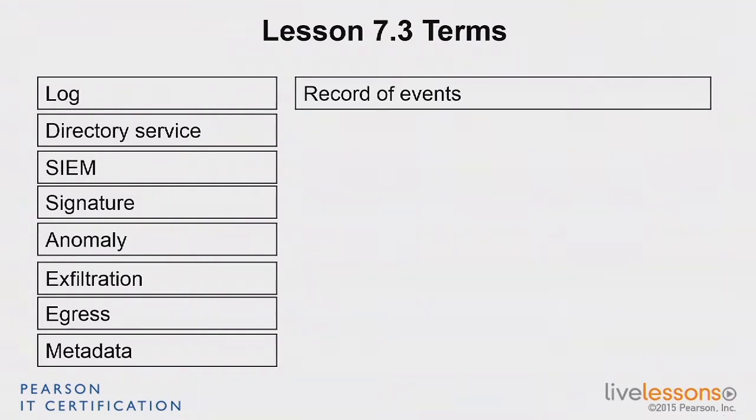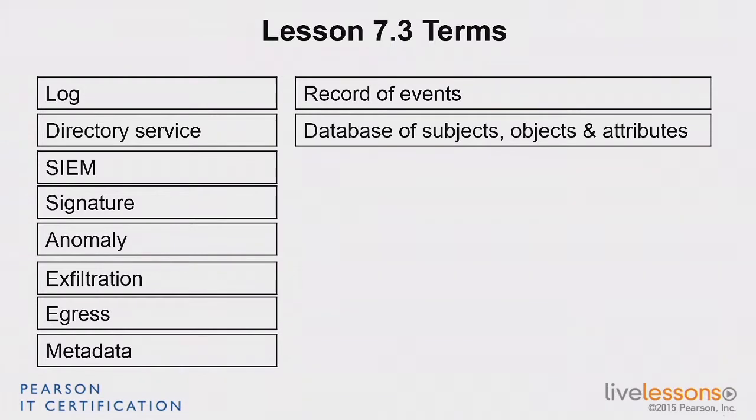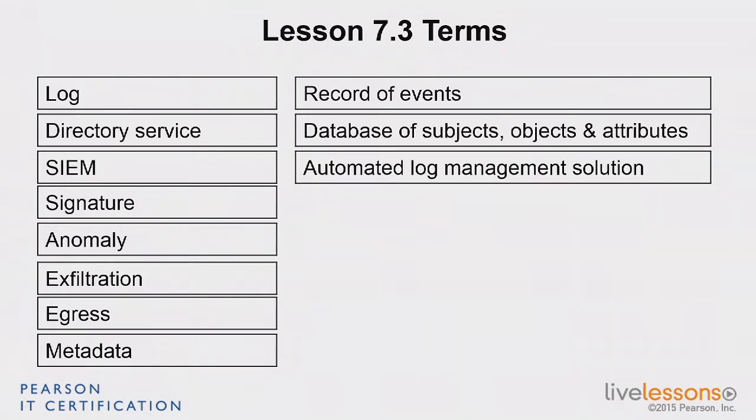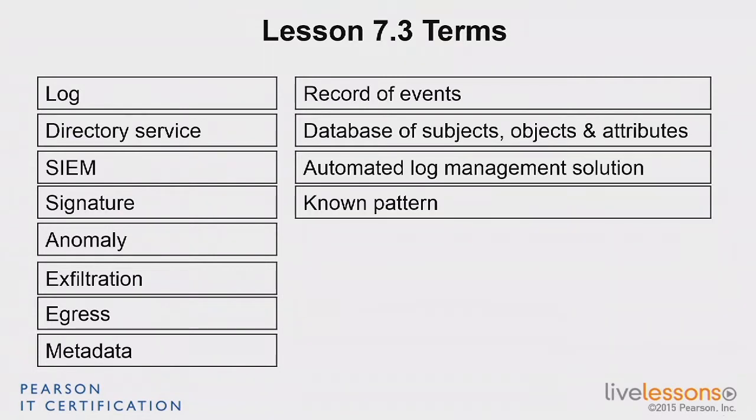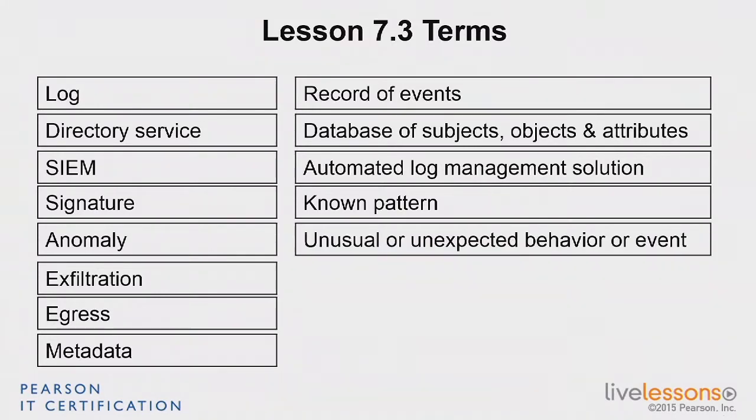A log is a record of events. In our case, this is going to be a computer-generated record of events. A directory service is a database of subjects, objects, and attributes. In earlier lessons, we looked at LDAP, and then we looked at Microsoft's implementation of LDAP, which is Microsoft Active Directory. An SIEM is an automated log management solution. A signature is a known pattern. We see those in our IDSs. We see those in antivirus applications. An anomaly is unusual or unexpected behavior or event.